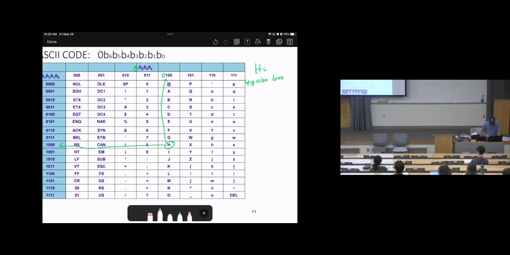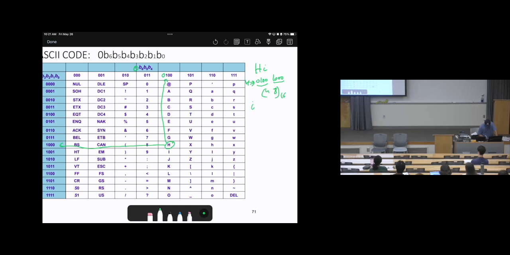Then you can convert this to hexa if you need, or you can keep it in binary. So this will be 0, 1, 0, 0, that is 4, and 1, 0, 0, 0, with weights 1, 2, 4, 8, this will be equivalent to 8. So 48 in hexa.